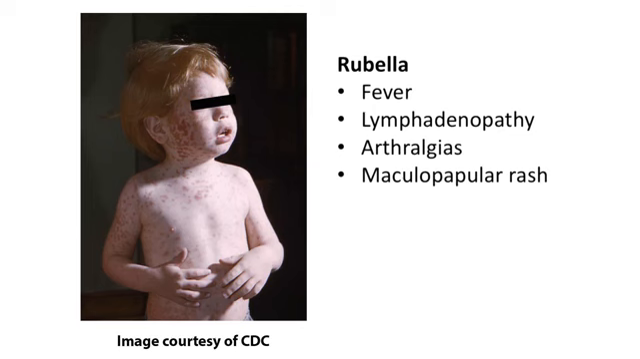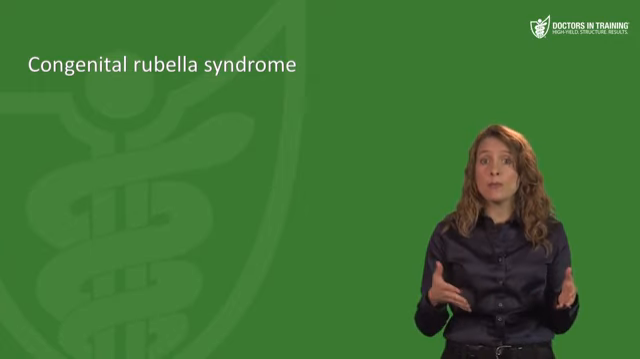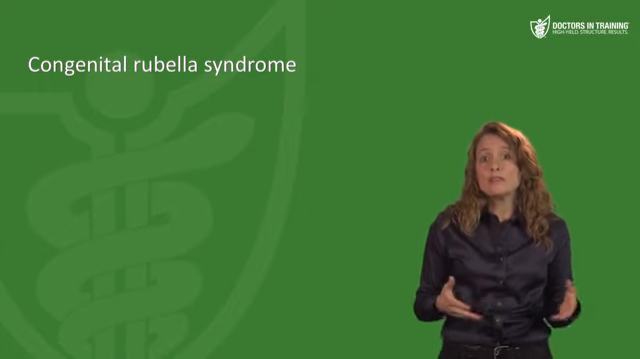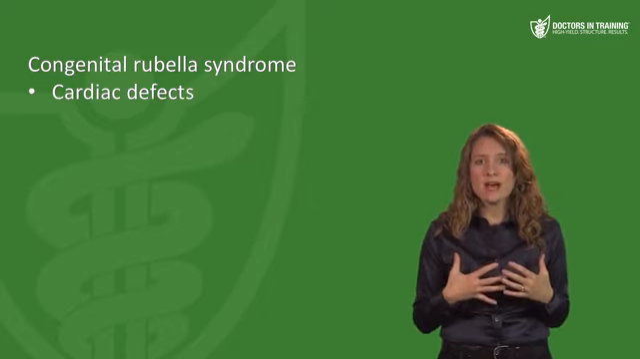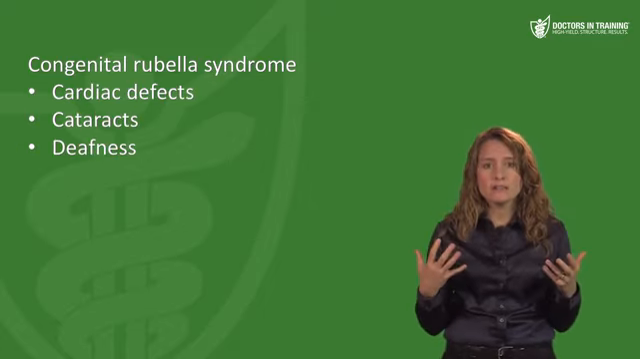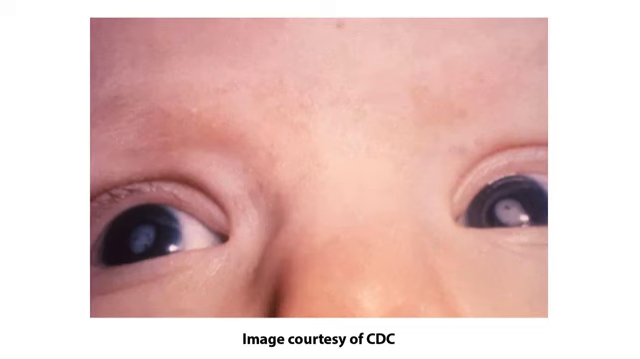The next virus family is Togavirus. One of the members of the Togavirus family is rubella virus, which causes rubella, also known as German measles. Symptoms are usually mild and include fever, lymphadenopathy, arthralgias, and a maculopapular rash, like what you see here. If a pregnant female contracts rubella, you may see congenital rubella syndrome in the baby, which often manifests as cardiac defects, cataracts, and deafness. Now in this image you can see the cataracts in a baby with congenital rubella syndrome.